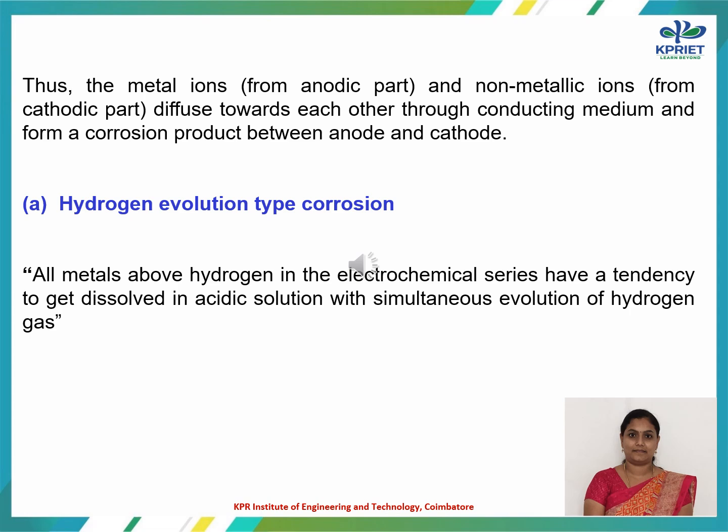Now, what are the metals which are likely to form hydrogen evolution type of corrosion? All the metals which lie above hydrogen in the electrochemical series, when they come into contact with a metal, are likely to undergo hydrogen evolution type of corrosion.